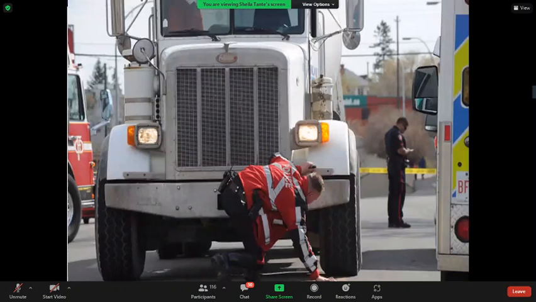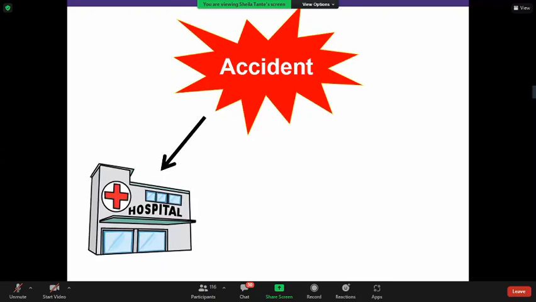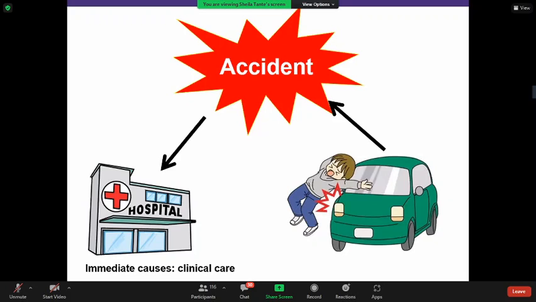So for example, look at this picture. What can you see? A man in front of the big truck. Okay? So, what would be his underlying cause of death? Accident, right? It was an accident. Because of that accident, he was hospitalized. So, the immediate causes are the clinical care that were given to the patient or to the victim. However, the underlying cause is not just the accident, but this one. So this is the underlying cause which needs public health intervention. Although it's an accident, yes, but what kind of accident it was.